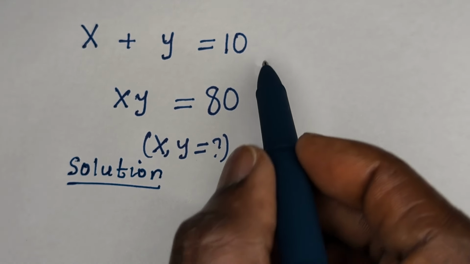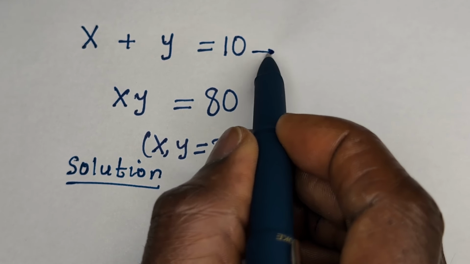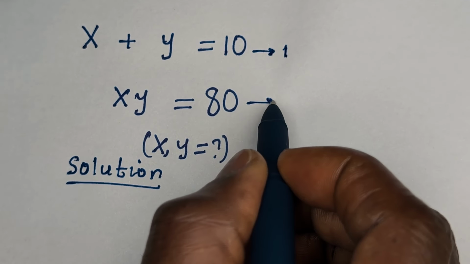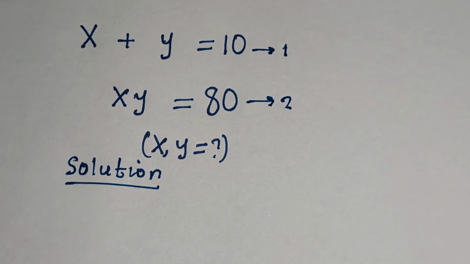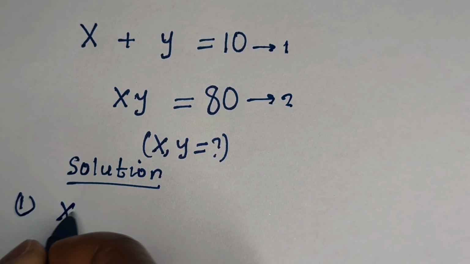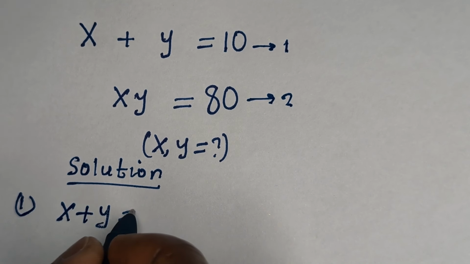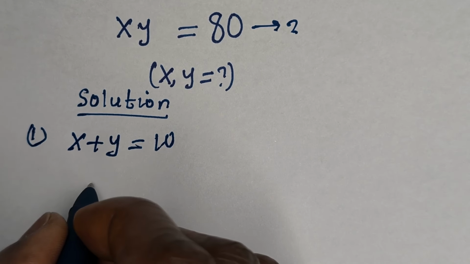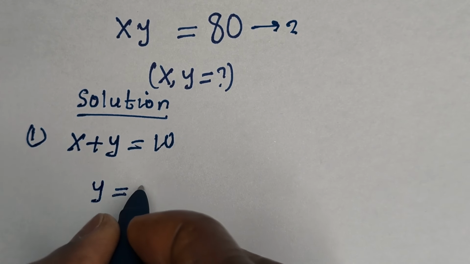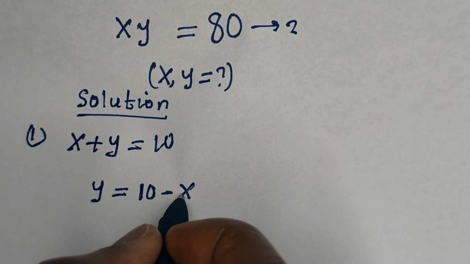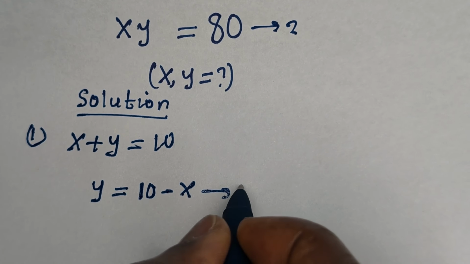Solution. x plus y is equal to 10. Let us call this equation 1. xy is equal to 80. Let us call this equation 2. Then from equation 1, x plus y is equal to 10, y is equal to 10 minus x. Let us call this equation 3.